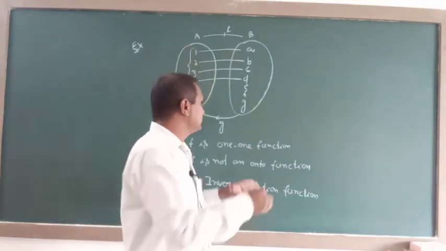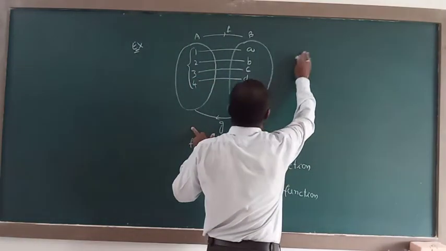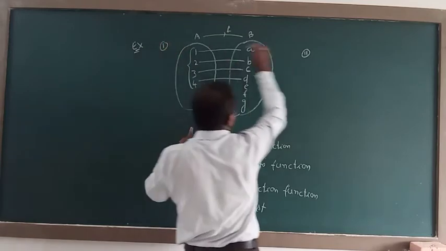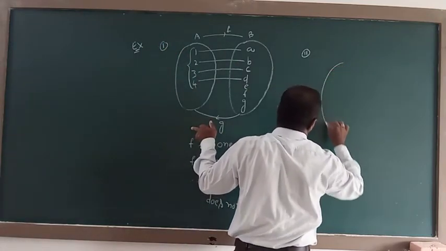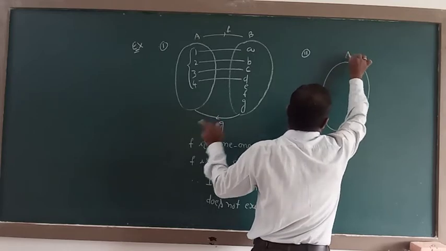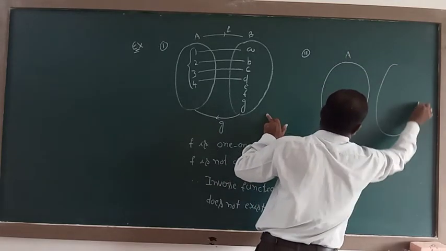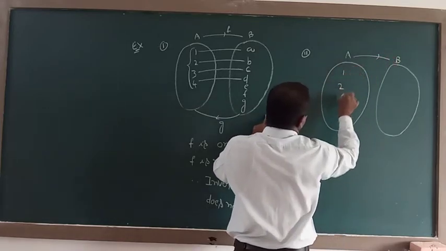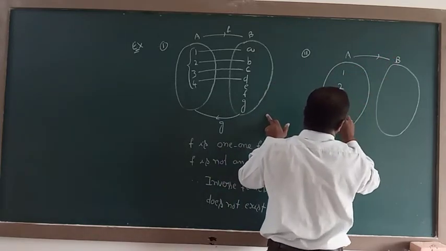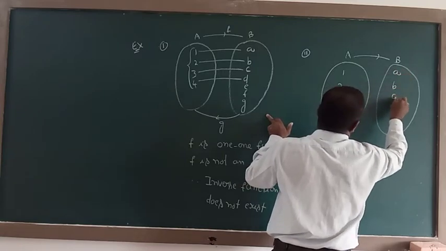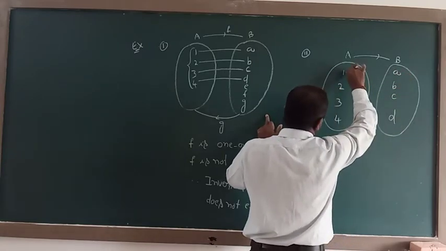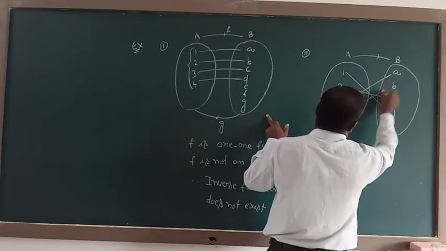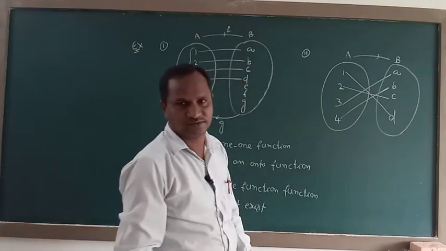See, I will show one more example here. Example 2. It is A, and it is B. 1, 2, 3, 4 here, and A, B, C, D, like this. See here, like this we can draw. It is also an inverse function. Mapping can be in any way.